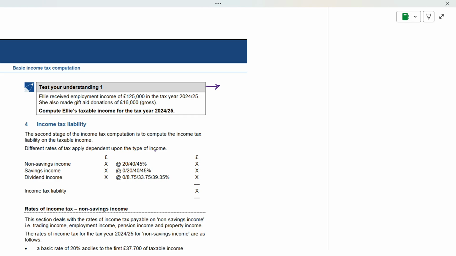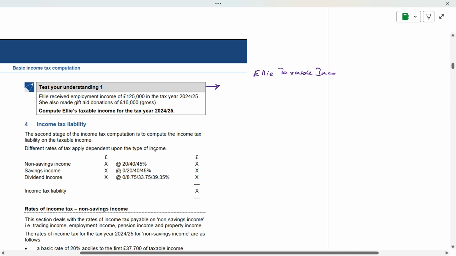Sir, we have to make the statement in which the trading income is 125,000 minus the gross PA. Write down the taxable income. I will ask you for a screenshot at any point of time. Taxable income 2024-25. Income tax computation.